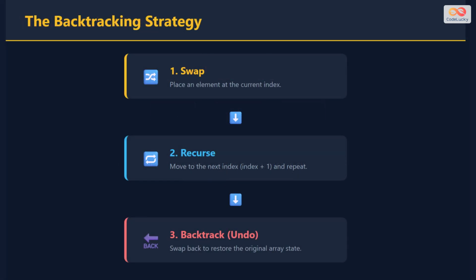This is where the backtracking strategy comes in. It follows a cycle. First, swap to place a new element at the current index. Second, recurse to solve for the next index. And third, backtrack. This means we swap the elements back to their original positions before the loop continues, ensuring the array is clean for the next iteration.